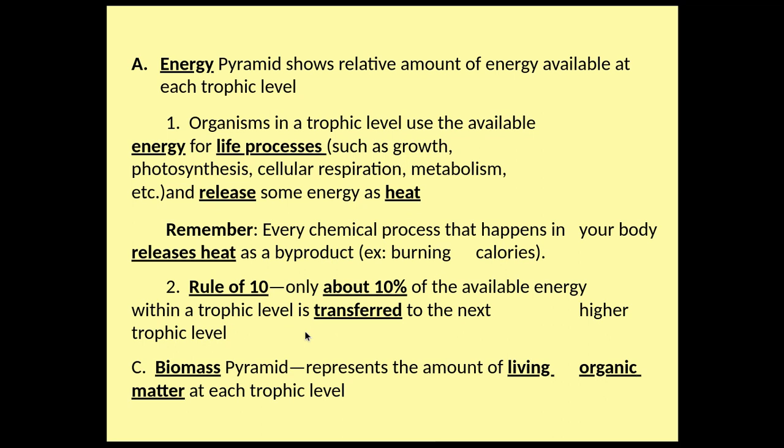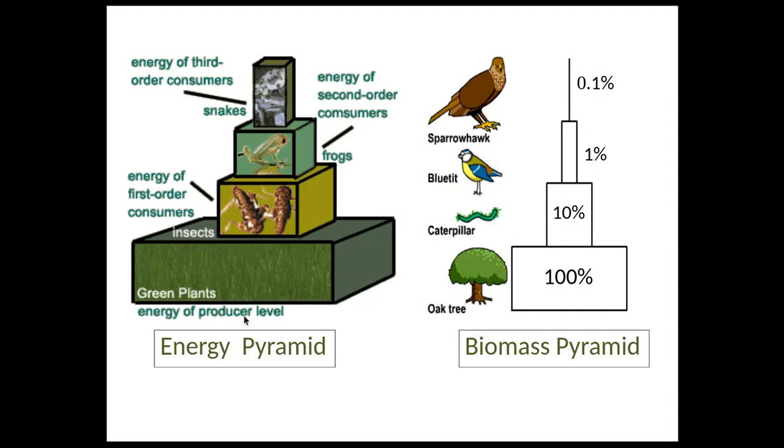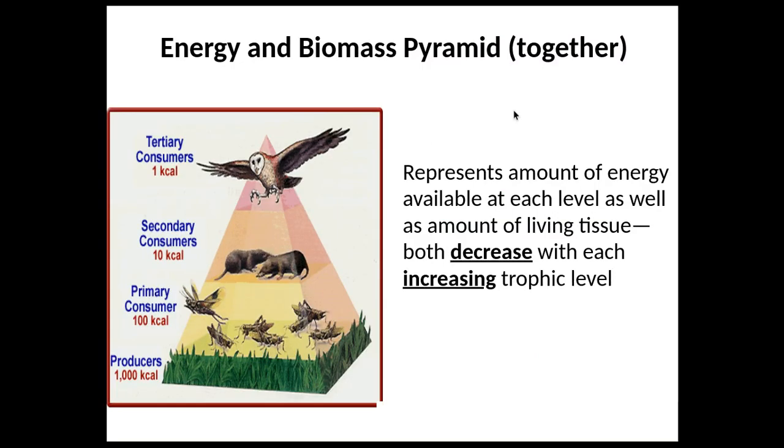So a biomass pyramid represents the amount of living organic matter at each trophic level. And then here is the energy pyramid. So looking at the biomass pyramid, I like how it shows the numbers because we just talked about the rule of 10. So the very bottom, we start off with 100% energy. So that's from the producers, from photosynthesis. Then only 10% is transferred to the next because most of it is being lost as heat. And then in the third trophic level, only 1% is available because the rest was lost as heat. So the fourth is only 0.1%.